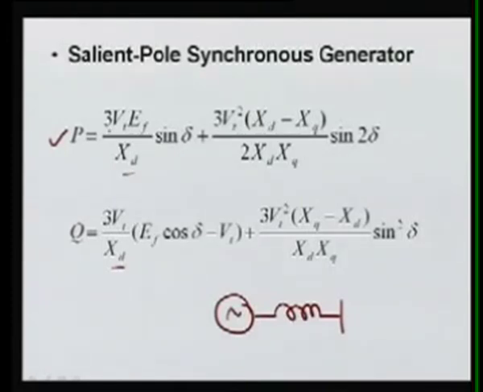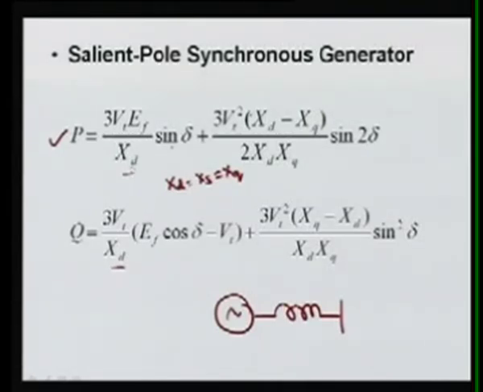So the real power is 3 times Vt Ef upon Xd, and we have another term here. That term is 3 times Vt square (Xd minus Xq) divided by 2 Xd Xq, times sin 2 delta. From this expression you can see we got a similar expression to the cylindrical rotor. If Xd is equal to Xs and that is equal to Xq, what will happen? Xd minus Xq is then 0 and this component will vanish.